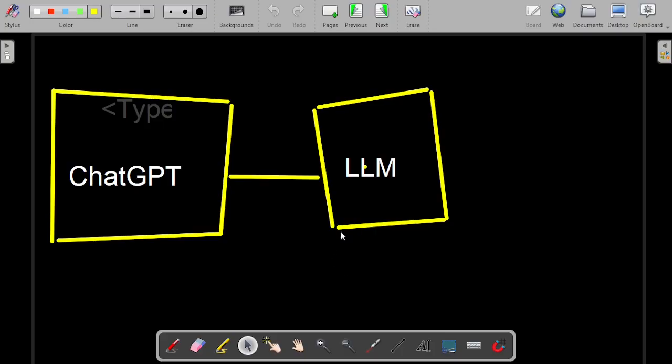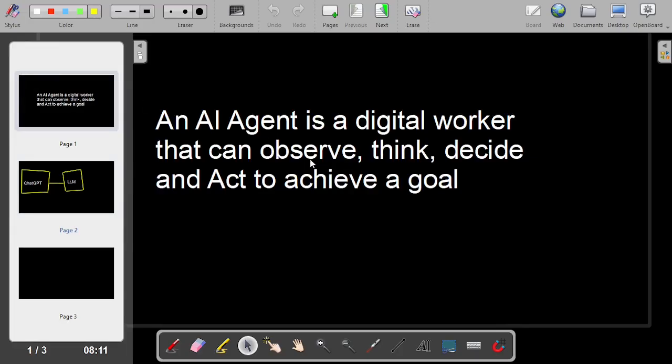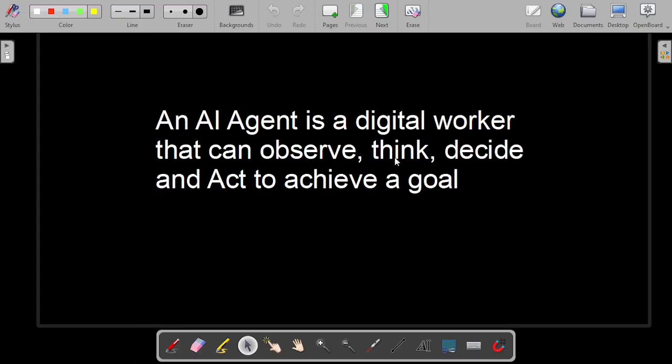Now, if you have installed an AI agent, then the AI agent is going to observe the email. It is going to think, is this email very important, or should I respond right now? It is going to decide, yes, this is a very important email because the email came from Mark, who is the chief technology officer of this particular company. And then it is going to act immediately to achieve a goal.